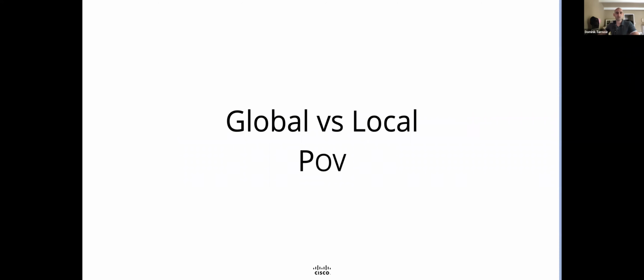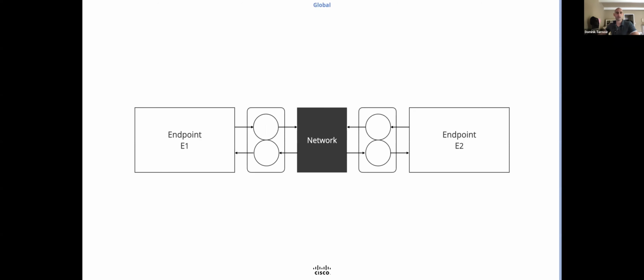Let's highlight two important aspects of networking: the global versus the local point of view, and addressing. First off, global versus local. So far, we have applied a global point of view. In this model, we are able to take the viewpoint of an all-knowing observer. We can observe both the inbox and outbox of E1 and E2 at the same time. But conversely, E1 or E2 cannot.